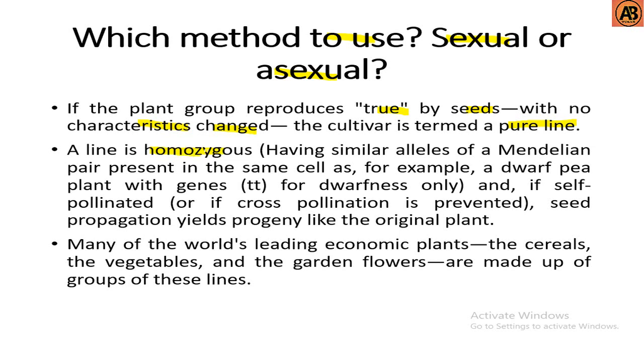I repeat, a line is homozygous, having similar alleles of a Mendelian pair present in the same cell, as, for example, a dwarf pea plant with genes for dwarfness only. If self-pollinated, or if cross-pollination is prevented, seed propagation yields progeny like the original plant. Many of the world's leading economic plants, the cereals, vegetables, and garden flowers, are made up of groups of these lines. That means in case of homozygous, sexual propagation is suitable.